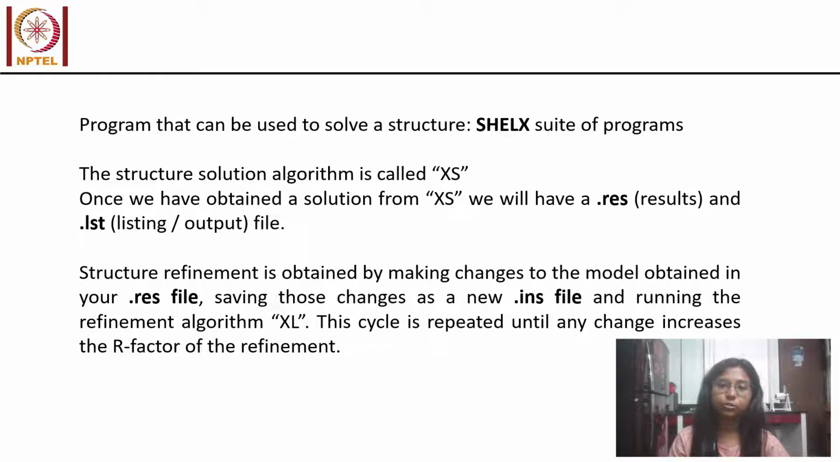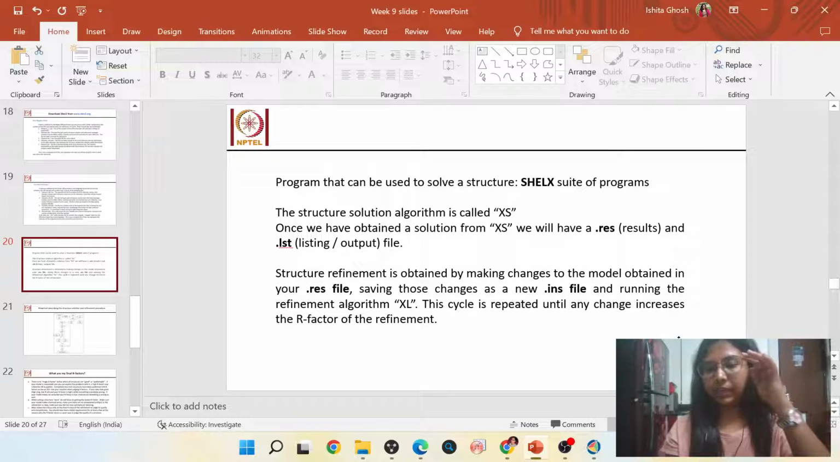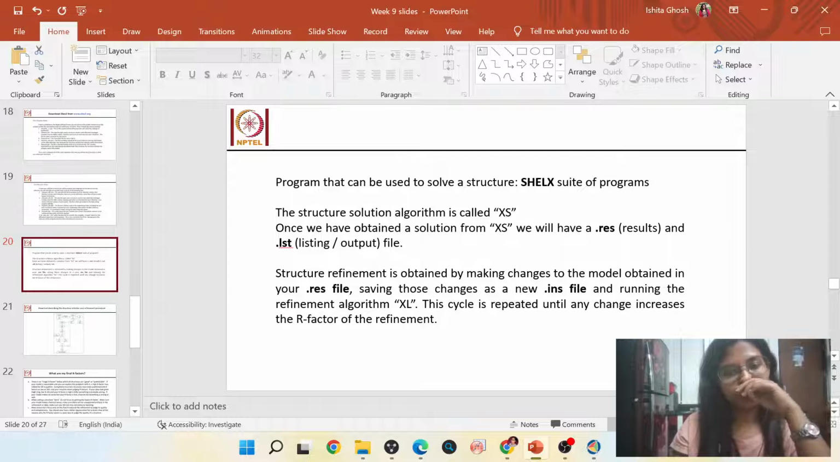Structure refinement is obtained by making changes to the model obtained in the .res file, and then saving those changes as a new .ins file, and then running the refinement algorithm, which is XL. Then this cycle is repeated until any change increases the R factor of the refinement. How many cycles you want to refine, this also we can manipulate using OLX2, right?